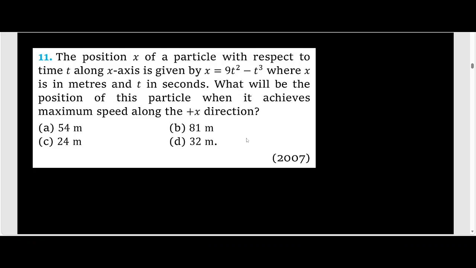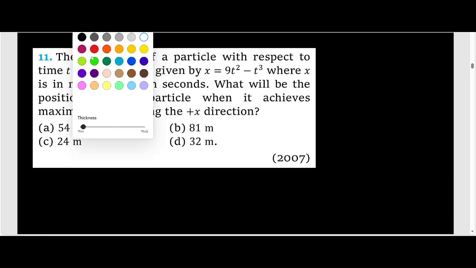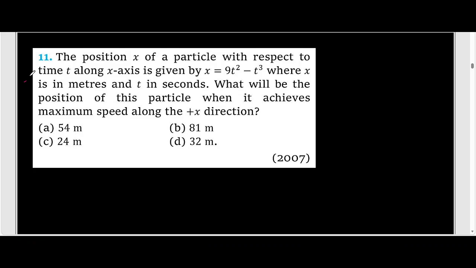See this question. The position x of a particle with respect to time t along the x-axis is given by the position expression, where x is in meters, t is in seconds. What will be the position of this particle? That means again we have to find the position. But what is the condition? When it achieves maximum speed. So this was the general position of the particle, 9t square minus t cube. We have to find the position when the speed is maximum.